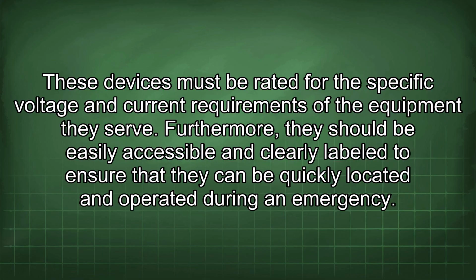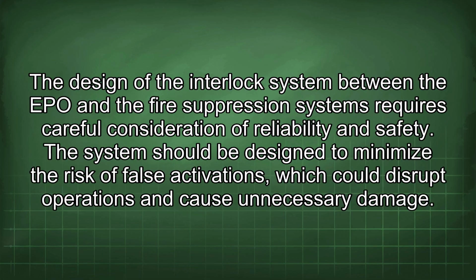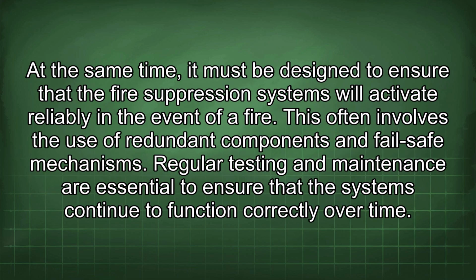The design of the interlock system between the EPO and the fire suppression systems requires careful consideration of reliability and safety. The system should be designed to minimize the risk of false activations, which could disrupt operations and cause unnecessary damage. At the same time, it must be designed to ensure that the fire suppression systems will activate reliably in the event of a fire. This often involves the use of redundant components and fail-safe mechanisms.